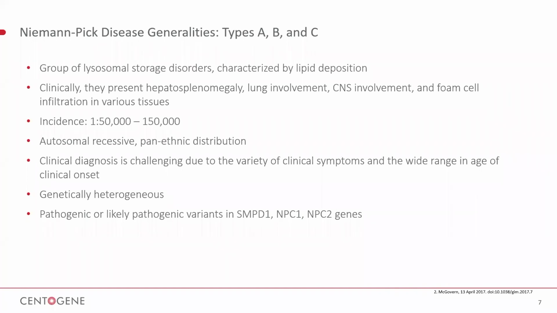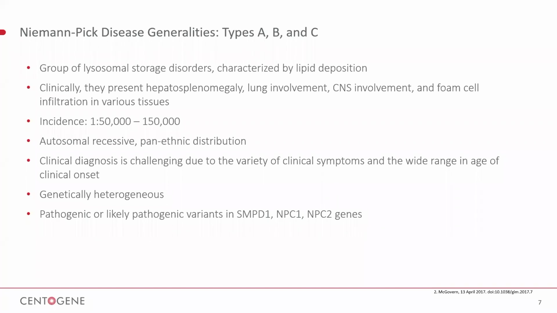All 3 are recessively inherited and span over a wide variety of ethnic backgrounds. However, there are some ethnic backgrounds where it may be a little more common. So for type A, individuals of Ashkenazi Jewish inheritance may have a higher incidence, and in type B, individuals of North African, Saudi Arabian, and Turkish descent may also have a slightly higher incidence.